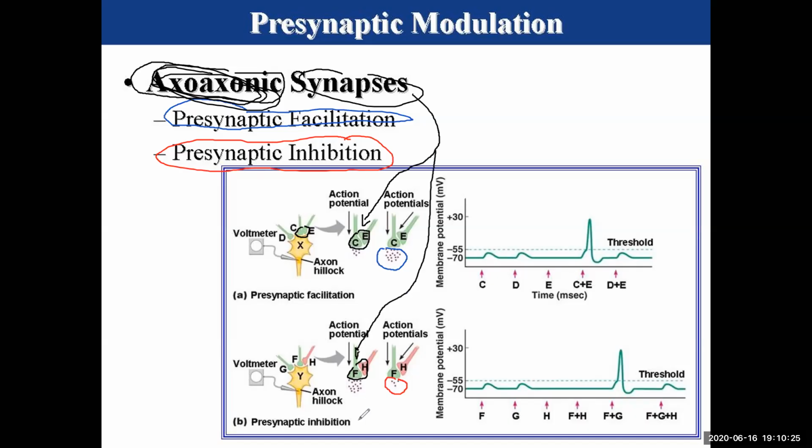So in both cases, the presynaptic neuron, axon C and axon F, is being affected. If the presynaptic neuron is induced to release more neurotransmitter, we call it presynaptic facilitation. If the presynaptic neuron is induced to release less neurotransmitter, we call it presynaptic inhibition.